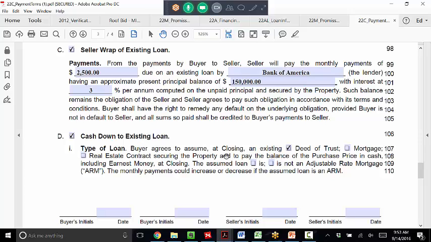Okay? The assumed loan is or is not an adjustable rate mortgage. The monthly payments could increase or decrease if the assumed loan is an ARM. So that's just a disclosure.